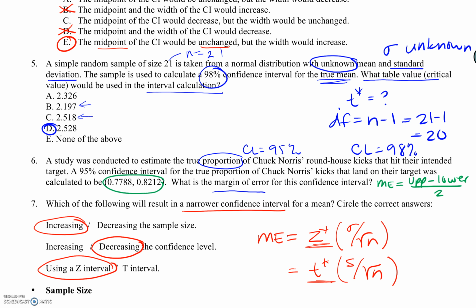According to my calculator, the margin of error here is 0.0212. Common mistakes are just doing the subtraction and not dividing by 2, solving for the wrong thing, doing upper plus lower and finding the point estimate instead of finding the margin of error. Those are common mistakes that I see on the exam. So that's it for confidence intervals. I'll do another video with sample size.